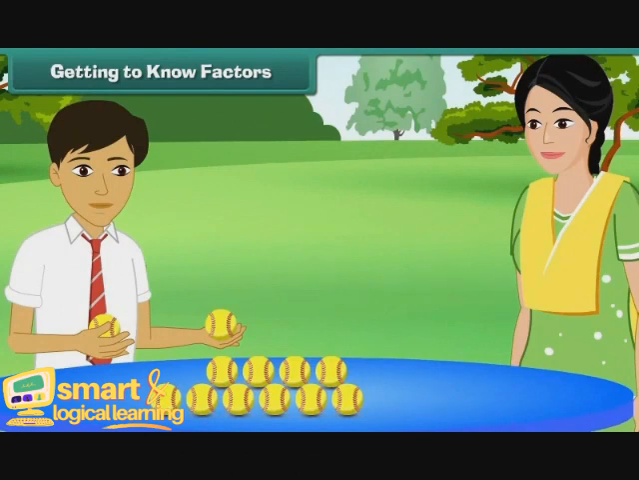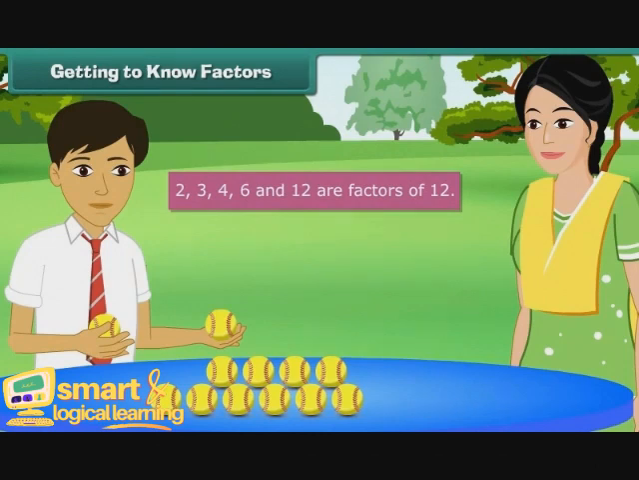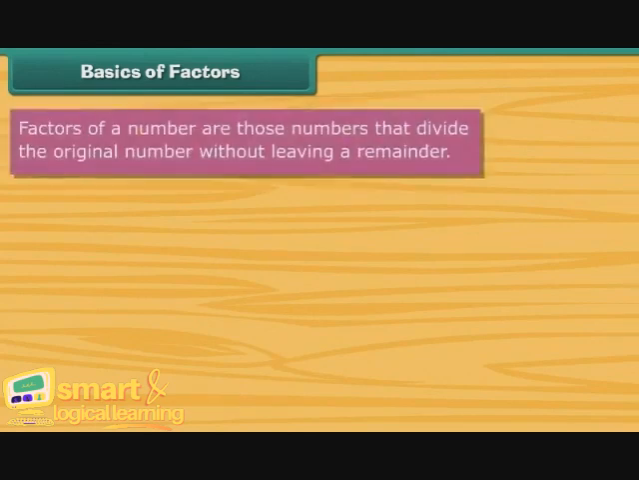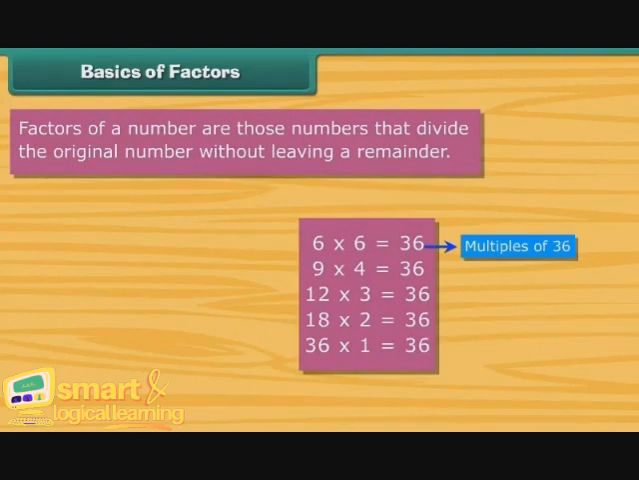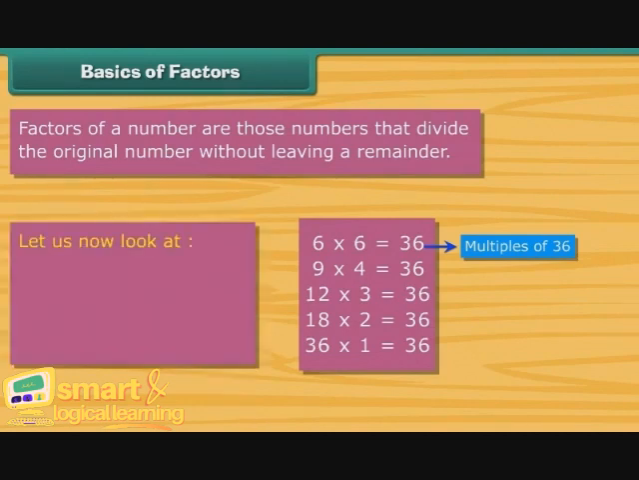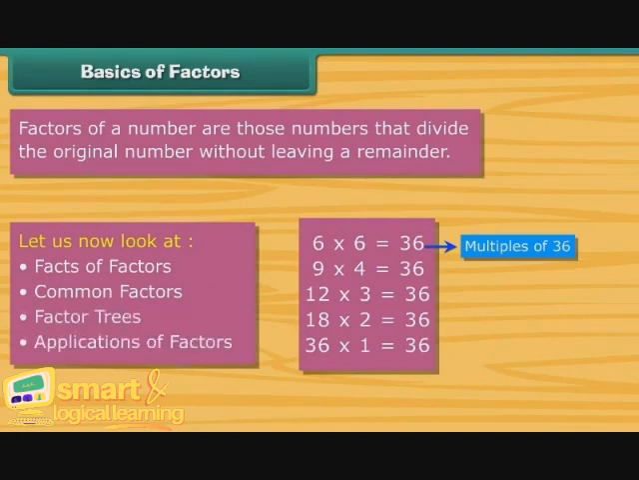She repeats the exercise with 4 more students. 2, 3, 4, 6 and 12 are the factors of 12. Basics of factors. Factors of a number are those numbers that divide the original number without leaving a remainder. In order to understand factors better, let us now look at facts of factors, common factors, factor trees, applications of factors. Let us learn them one by one in detail.